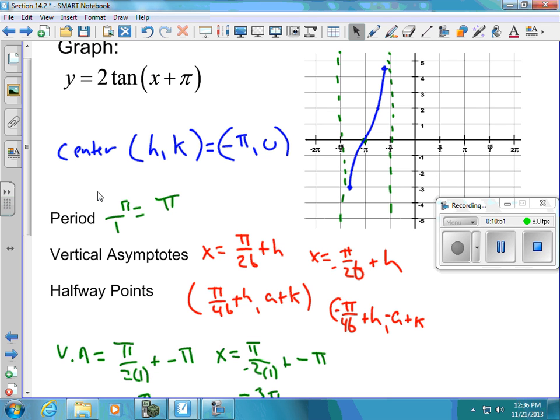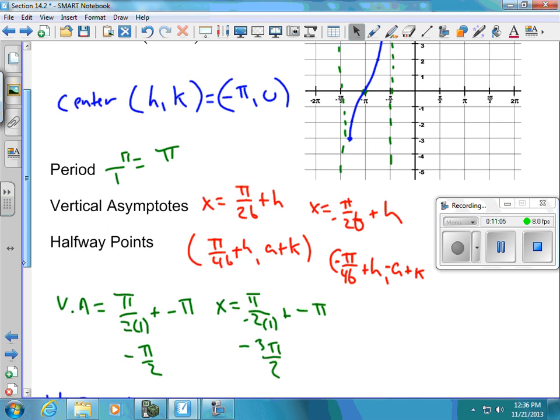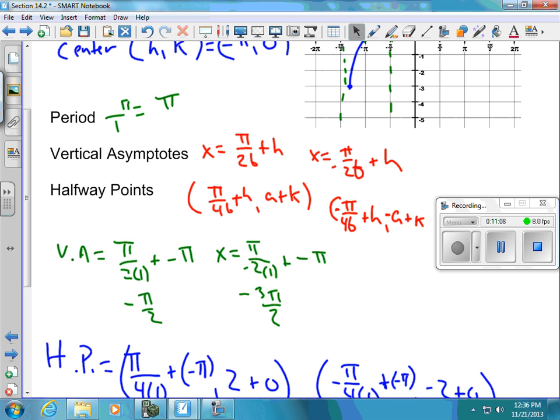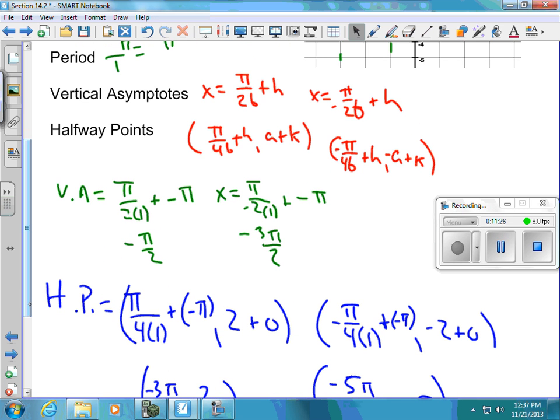So our vertical asymptotes. Now, vertical asymptotes, the h is going to influence that. So notice here it's pi over 2b plus h and negative pi over 2b plus h. Our halfway points are influenced by both h and k because they have a y coordinate now. So it's pi over 4b plus h, a plus k, because k is our vertical translation, and negative pi over 4b plus h, negative a plus k. So we plug it in, we simplify: pi over 2 times 1, plus our translation was negative pi, so plus a negative pi. We simplify that, we get negative pi over 2. Over here, we do the same thing with the other one. The opposite of pi over 2 plus negative pi is negative 3 pi over 2.